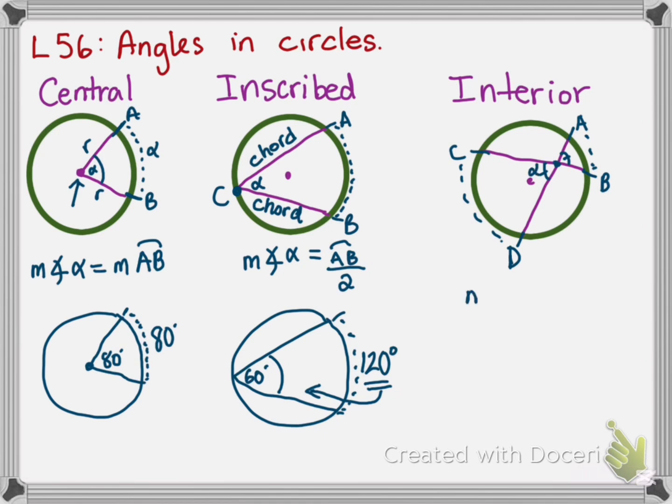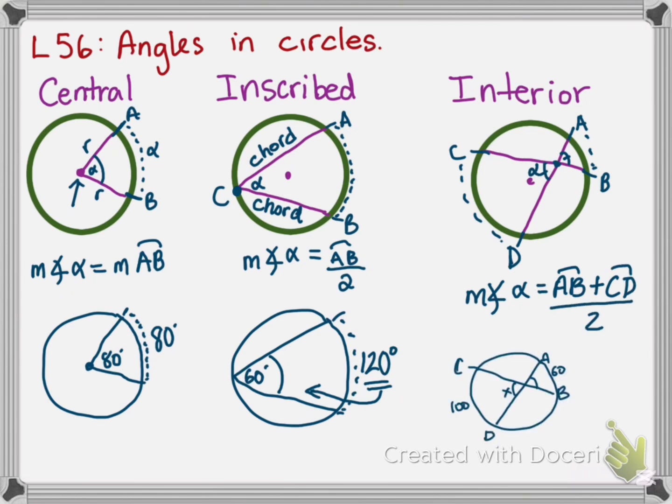What we want to know here is that the measurement of the interior angle is going to be the average of the two arcs. So we're going to add both of the arcs and then divide by 2. In this example, if we want to find the value of x, we add 60 plus 100 and divide by 2. 60 plus 100 is 160, and 160 divided by 2 is 80. So the measurement of angle X is 80.